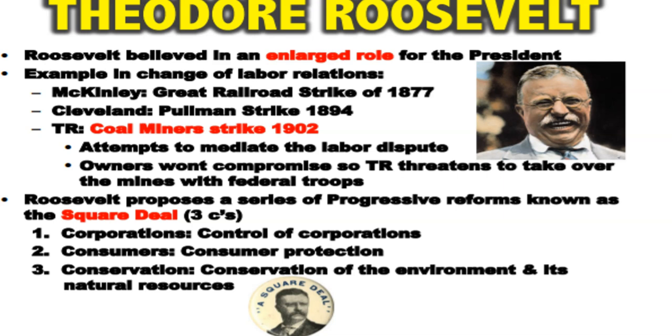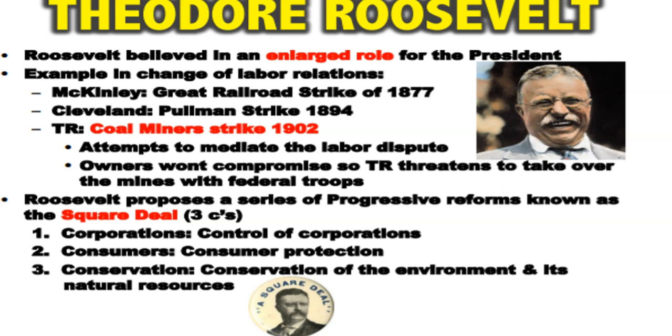In the coal miners' strike of 1902, he attempted to mediate and resolve the dispute between the workers and the bosses. What happened is that the owners did not want to compromise with their workers. So Theodore Roosevelt told them, hey, if you do not come to an agreement, I'm going to take over the mine and I will send over federal troops.